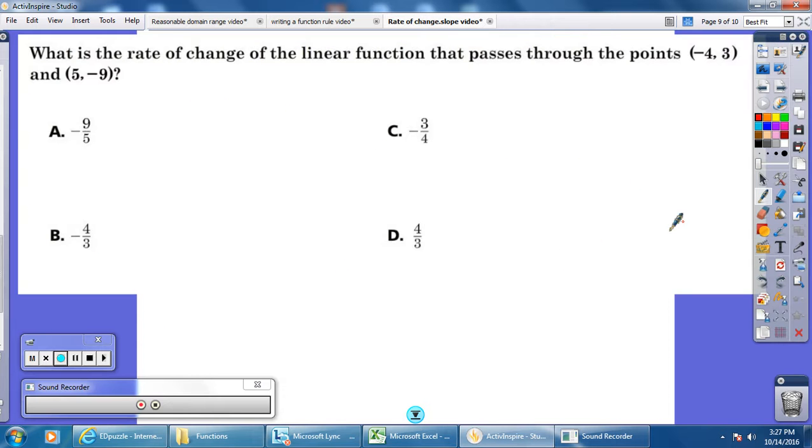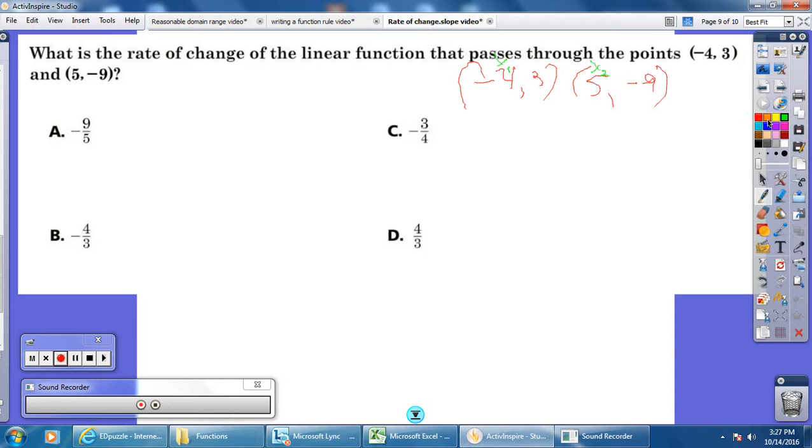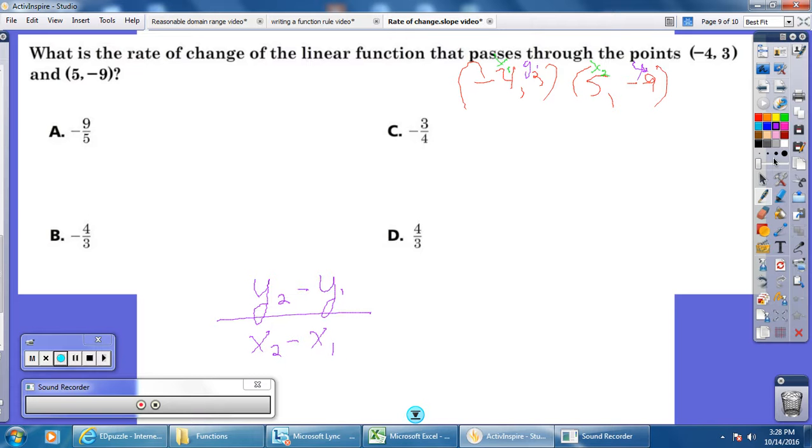So let's go to the next one. All right, I'm going to do this one with you because there's 2 points. So I have -4, 3, and I have 5, -9. I'm going to put x1, x2, y1, y2. Let's color coordinate it. There, that looks a lot better. And we're going to use y2 minus y1 over x2 minus x1. Okay? So now let's see what we get.